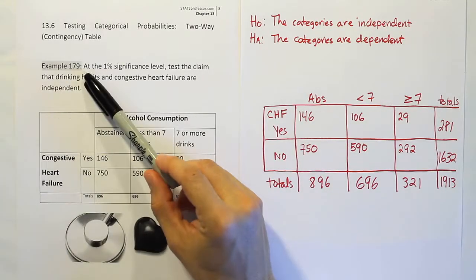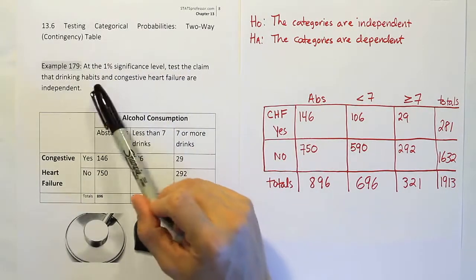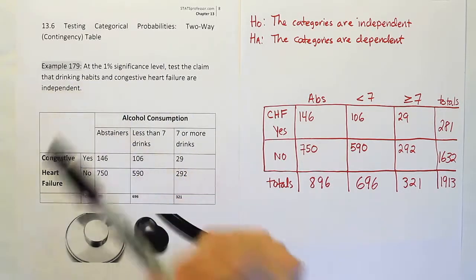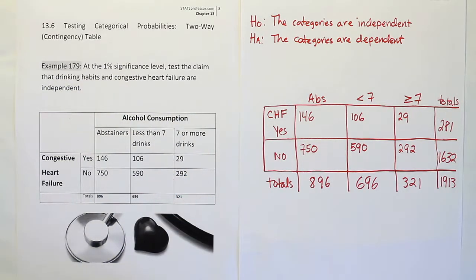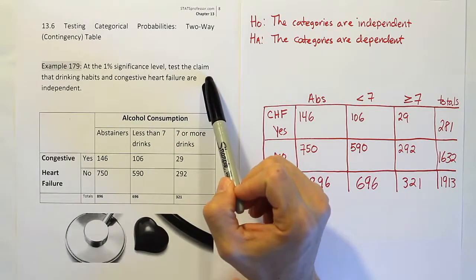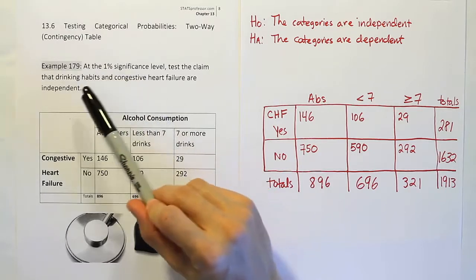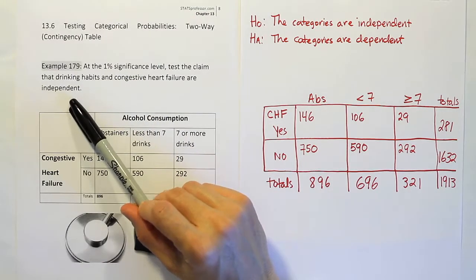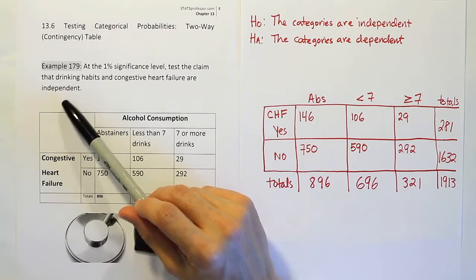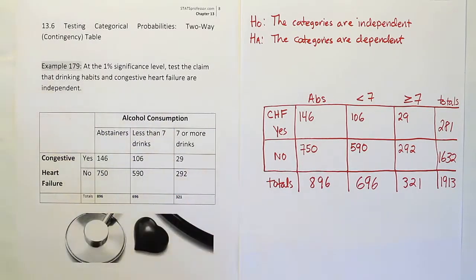Example 179. At the 1% significance level, test the claim that drinking habits and congestive heart failure are independent events. Okay, so when we look at the statement, "test the claim" indicates it's a hypothesis test, and the fact that it talks about two categories being independent tells me it's the chi-squared test of independence, or in other words, the chi-squared procedure for testing to see if two categorical probabilities are independent.